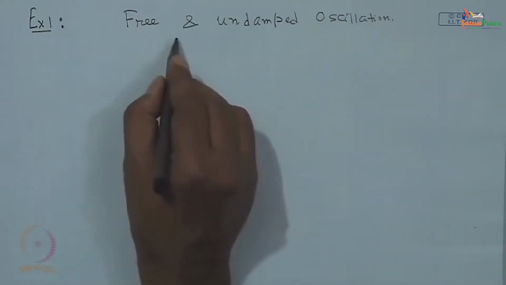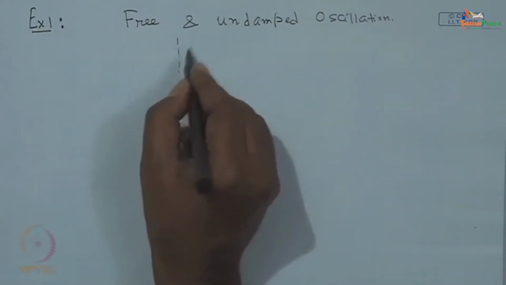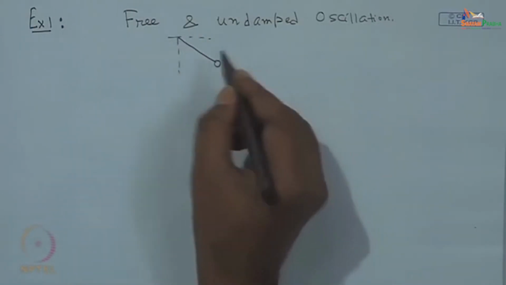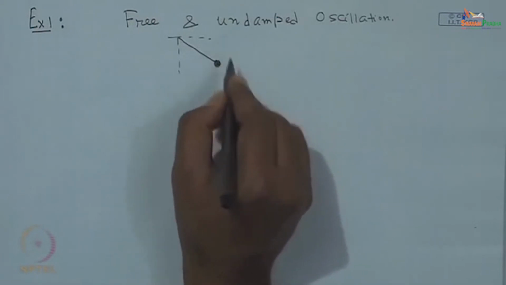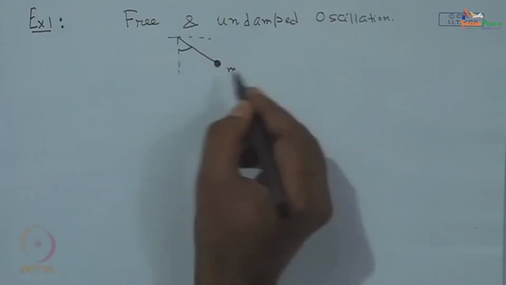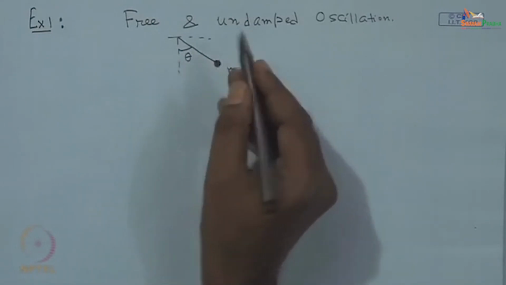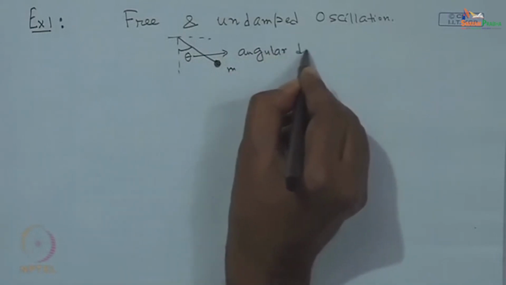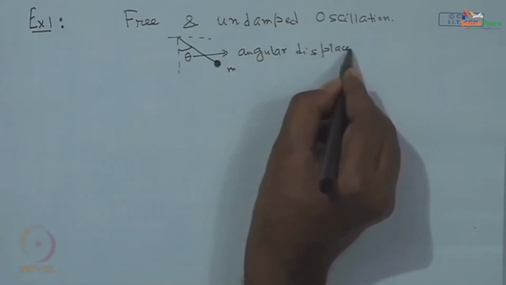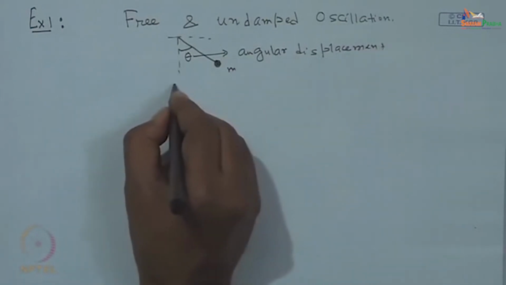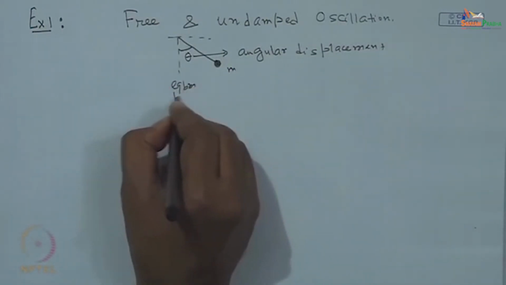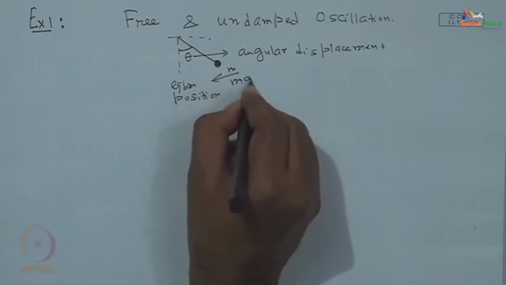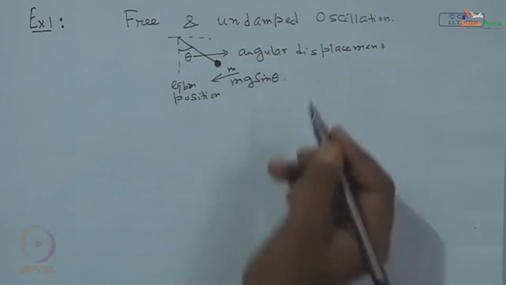Just consider a system where this is the equilibrium position, and a pendulum bob of mass m is kept at an angular displacement theta. Theta is nothing but the angular displacement. This is the equilibrium position, and the restoring force in this direction will be mg sin theta.